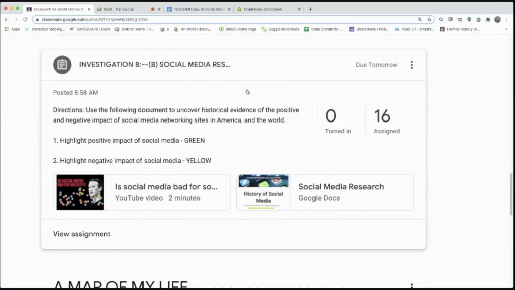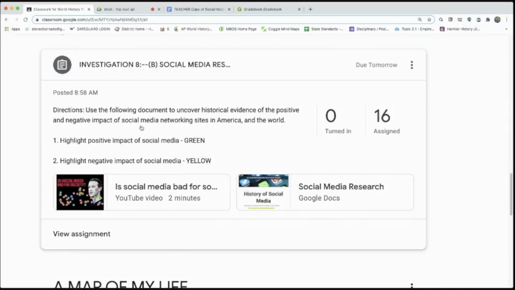We're going to use a research document to perform a historical investigation to uncover the positive and negative impacts of social media networking sites in America, our society today, and the world around us. So the directions: use the following document to uncover historical evidence of the positive and negative impact of social media networking sites in America and the world.